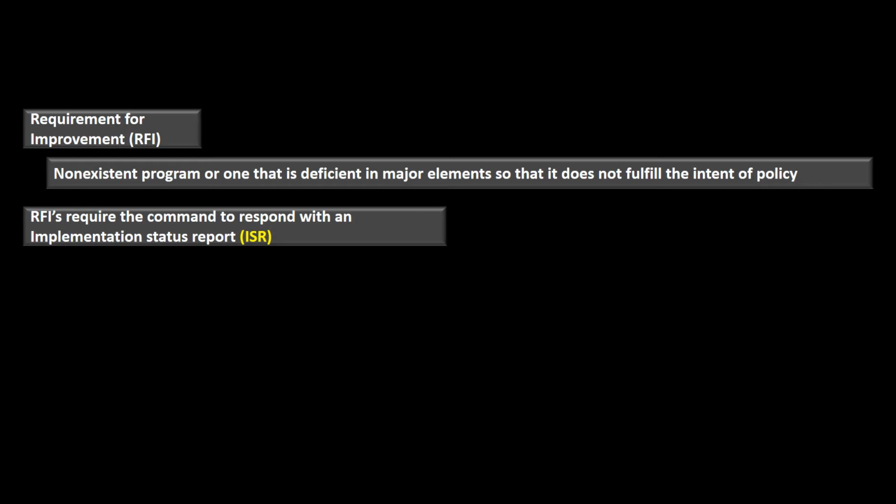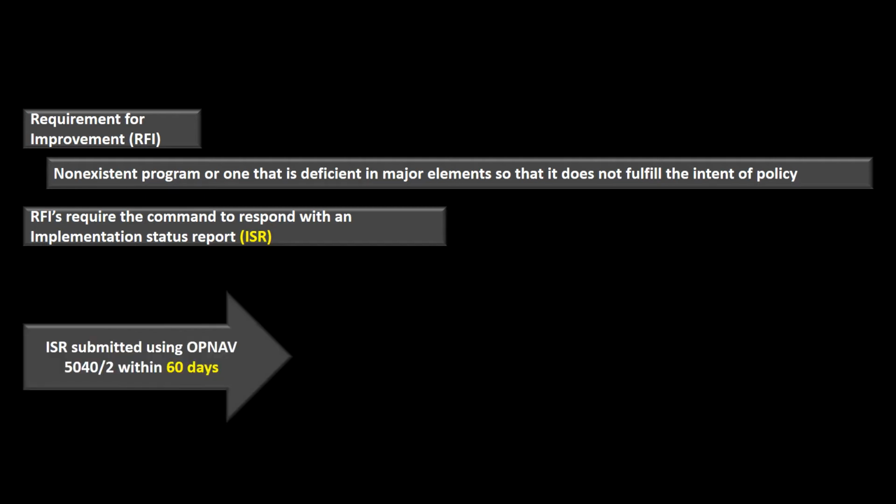So if you get an RFI, if a program is identified as having a requirement for improvement, there's a couple things that need to happen, right? So again, that's a non-existent program or one that is deficient in major elements, so it does not fulfill the intent of policy. So an RFI requires a command to respond with an implementation status report, an ISR. So if a program receives an RFI, the command has to respond with an ISR, an implementation status report. And that ISR is going to be submitted using a special form called the OpNav 5040/2.